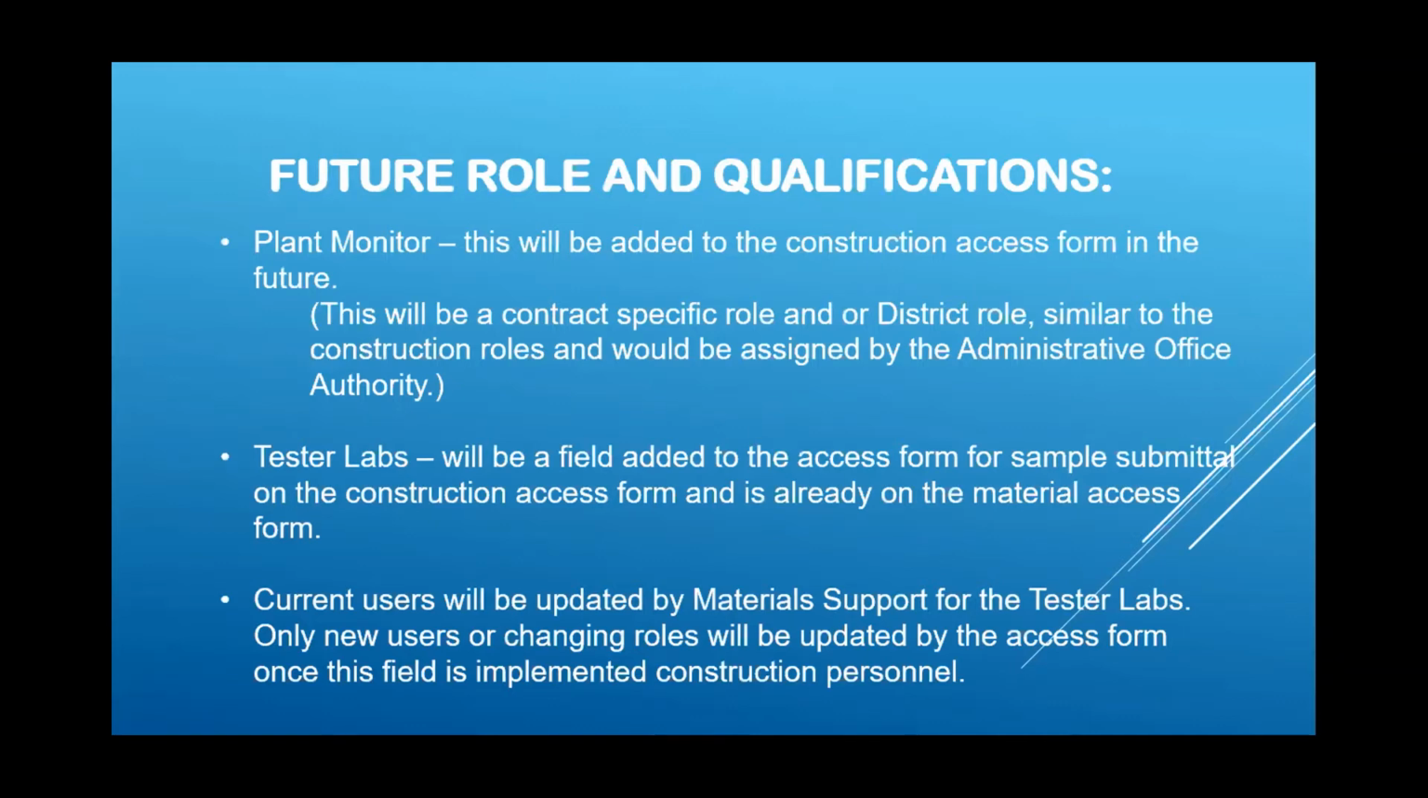So in the future, in roles and qualifications, plant monitor will be added to the construction access form. This will be a contract specific role and or a district role, similar to the construction roles you already have, and it would be signed by the administrative office authority, so signed by the office manager. The district role could be, some offices have a plant monitor that goes around and does the plant monitoring for the whole district, or it might be specific just to that contract. It depends how the districts handle it.